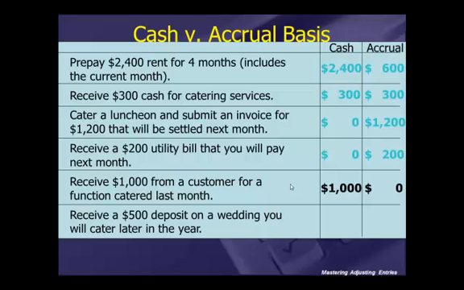Receive a $500 deposit on a wedding you will cater later in the year. Guess what? We're looking at cash. Cash basis says we get $500. It's revenue. We record it. Accrual basis, we're not performing a service yet. It will be zero. All right, so take note of this because it's really important. You need to know if you're on cash or accrual basis.